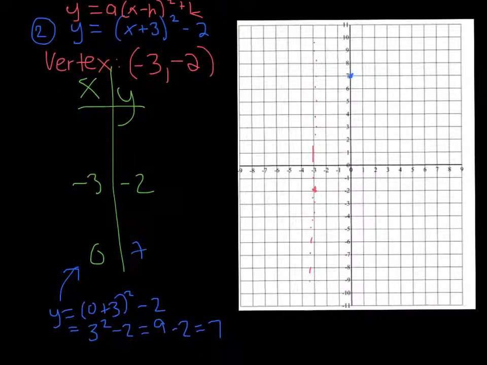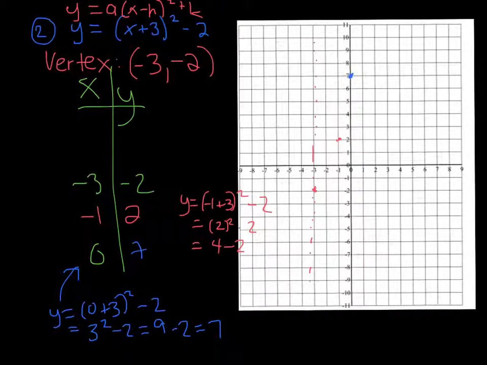The next one I'll just do -1. And for that one, I'm going to substitute in -1 for x. I get y equals -1 plus 3 squared minus 2. -1 plus 3 is 2. 2 squared is 4, so I get 4 minus 2, which gives me a point at -1, 2.